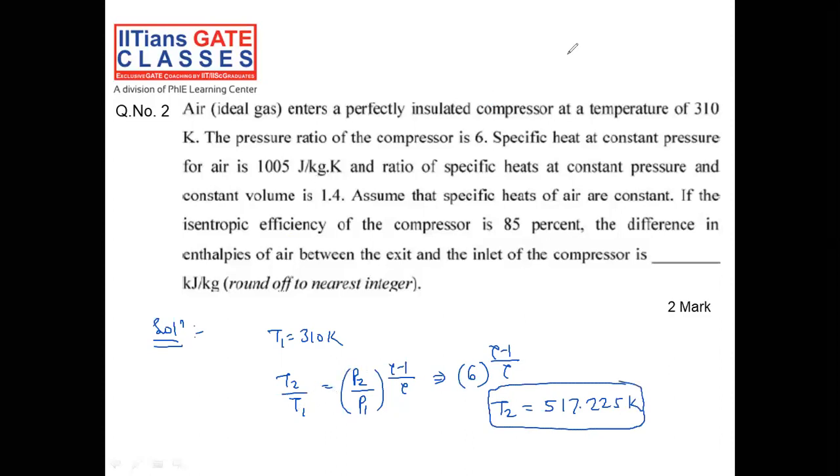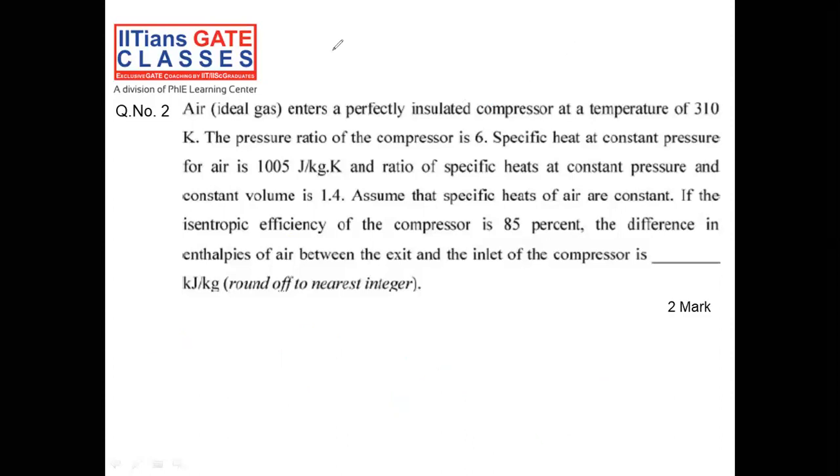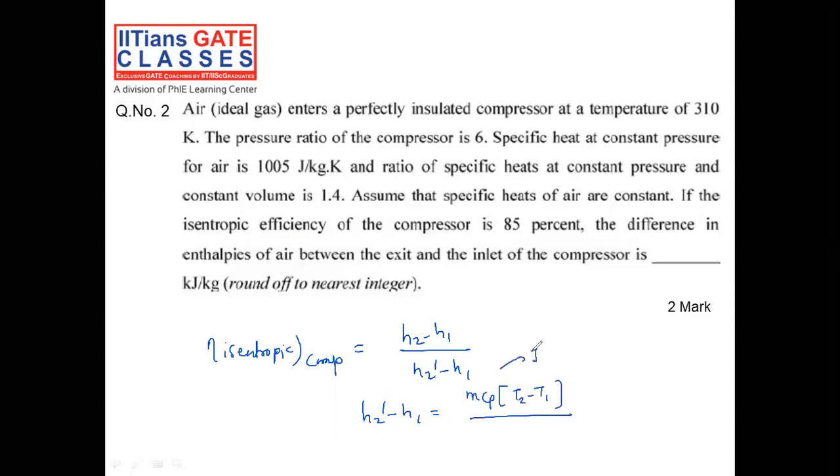Now there is nothing much left in the question. Directly we need to apply the formula of isentropic efficiency of compressor. So I can apply H2 minus H1 over H2 dash minus H1. We need to find H2 dash minus H1. I can find it easily as m Cp into (T2 minus T1). This is only valid for ideal gas, not for real gas. Divided by 0.85, which is given as 85% isentropic efficiency.